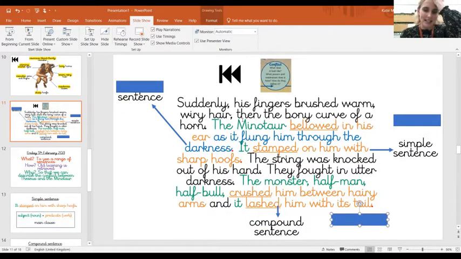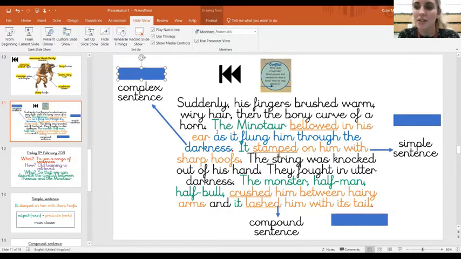And finally, this sentence here. The Minotaur bellowed in his ear as it flung him through the darkness. I'm sure lots of you can remember what type of sentence this is. We learned about this type of sentence in the last 2 weeks. Super. It is a complex sentence, and I'm sure lots of you noticed the subordinate clause in that sentence, which gave you a clue. Now, don't worry if you couldn't remember what these types of sentences were called, because today we're going to rewind and remind ourselves what each of these sentences mean so that we can write them ourselves.